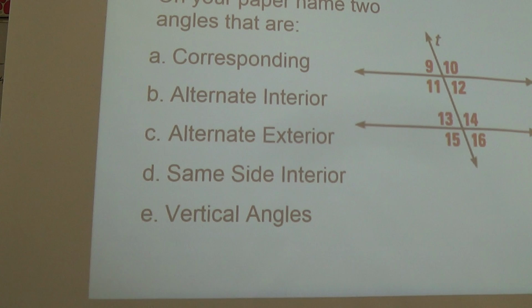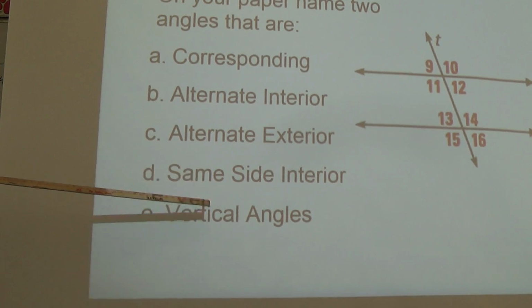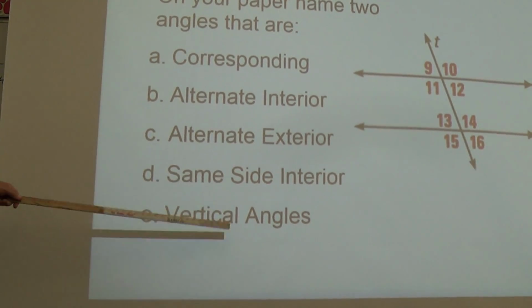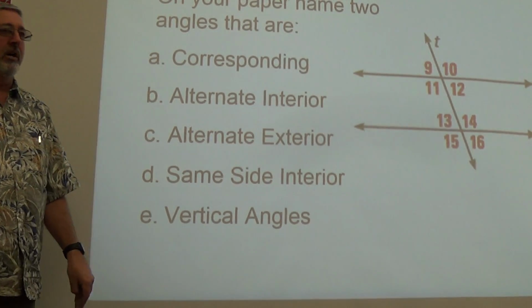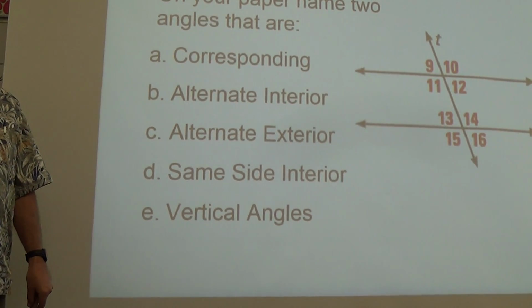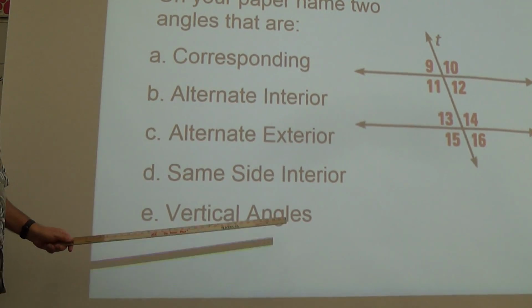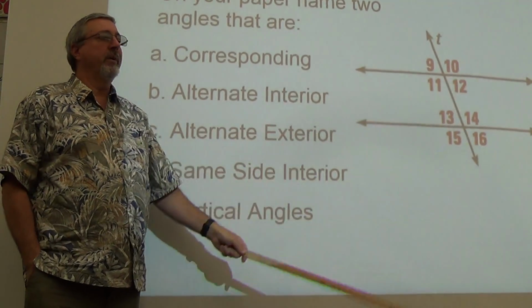But on this one right here, it says, on your paper, name 2 angles that are corresponding, alternate interior, alternate exterior, same side interior. And we didn't cover this one. David asked this question. He says, are angles 9 and 12 congruent? And I said, yes, they are. He asked if they were corresponding. I said, no, they were not. That's what we call vertical angles. Okay? So 9 and 12 would be what we call vertical angles.